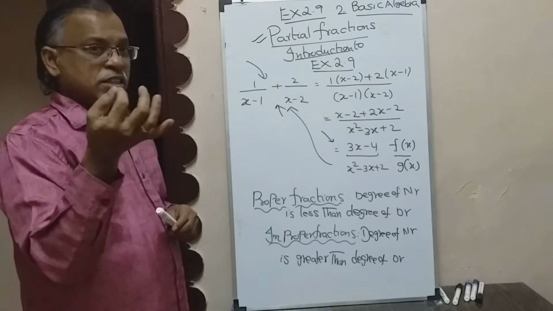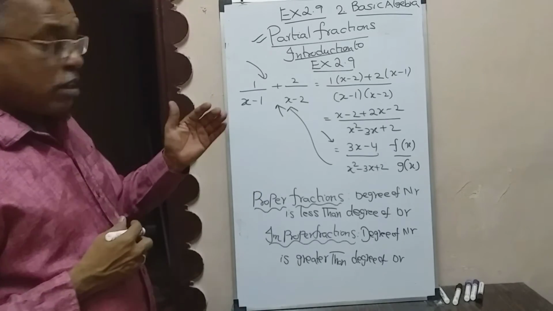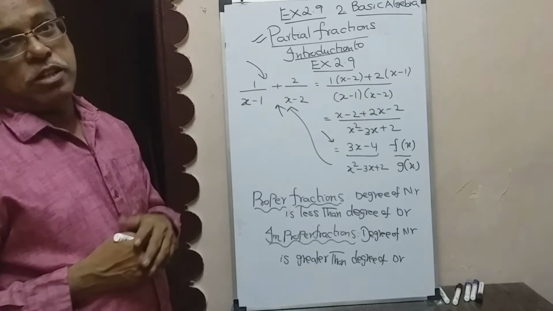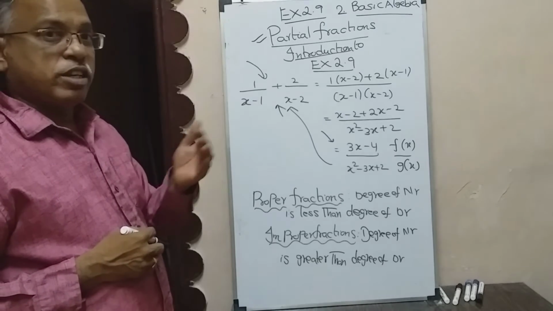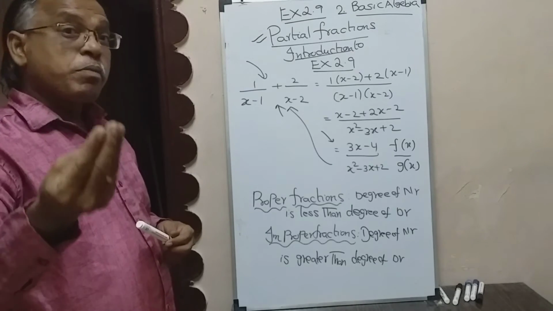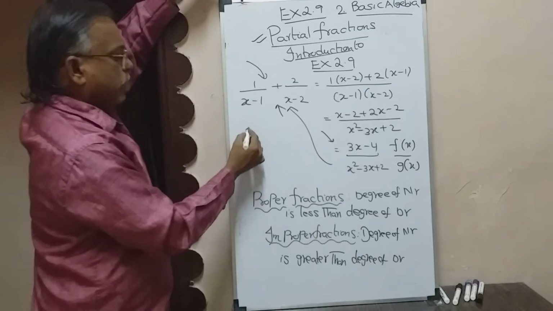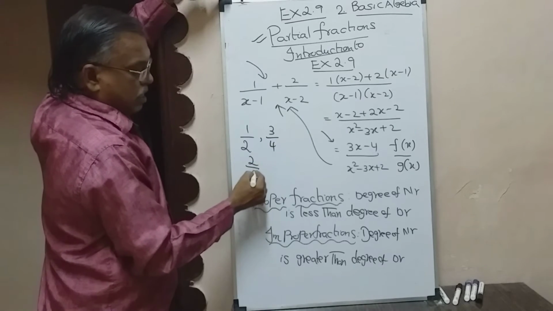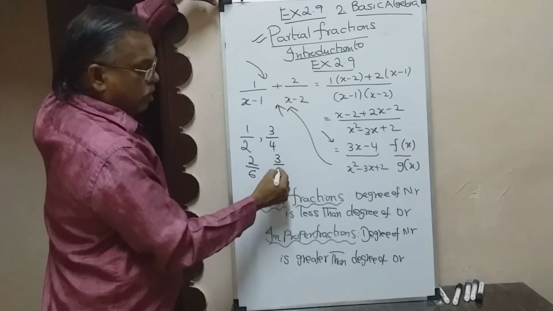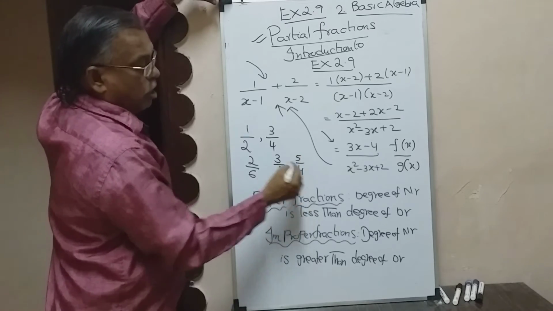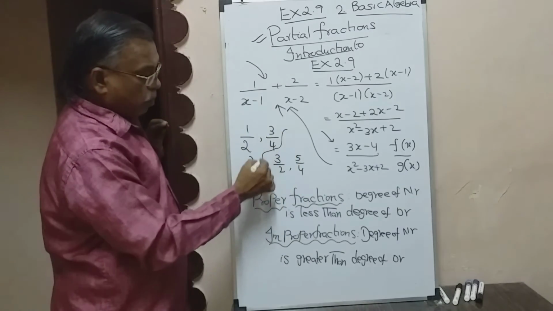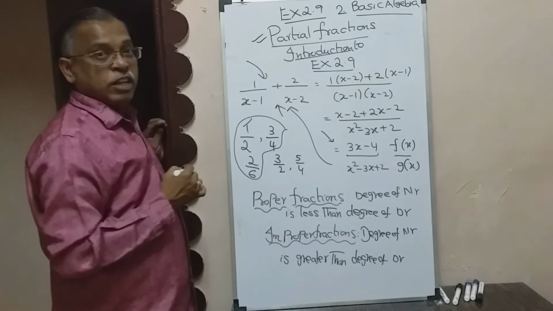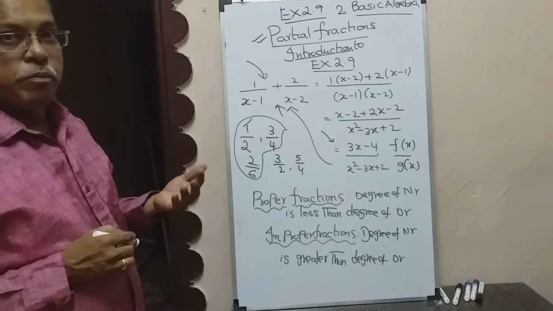But the most important thing, students, is that partial fractions can be found only if the given fraction is a proper fraction. In lower classes you studied what a proper fraction is and what an improper fraction is. For example, 1 by 2 is a proper fraction, 3 by 4 is a proper fraction, 2 by 6 is a proper fraction. But 3 by 1, 3 by 2, 5 by 4 are not proper fractions. If the value of the numerator is less than the denominator, it is called a proper fraction.